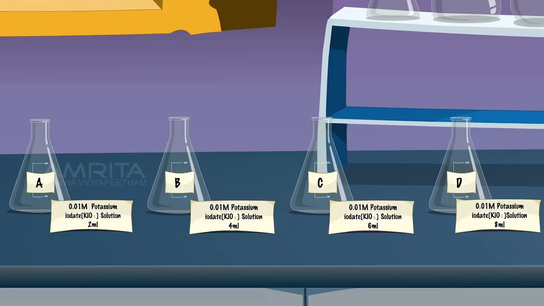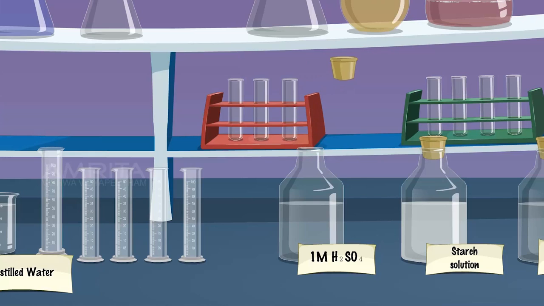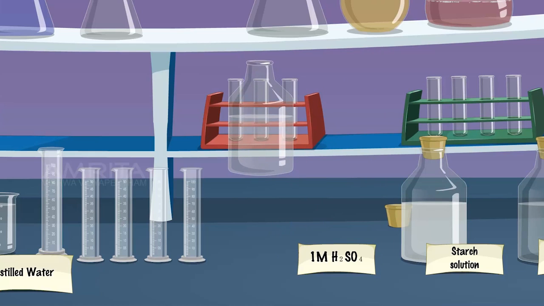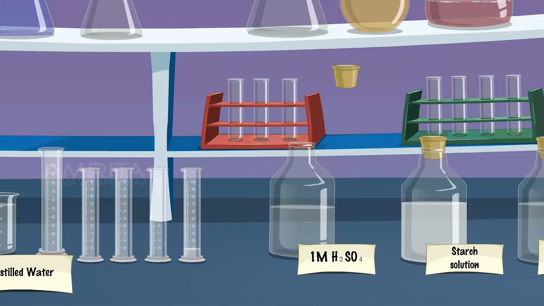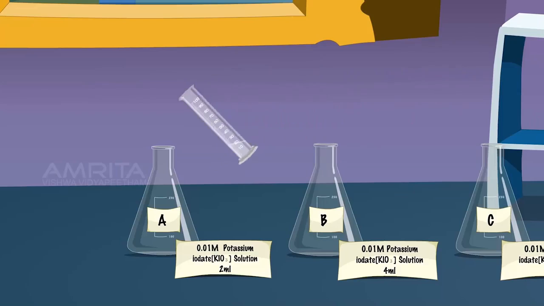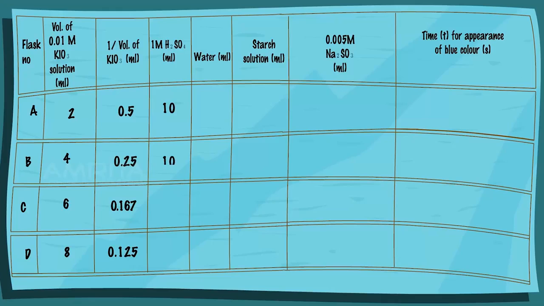Take 2, 4, 6 and 8 milliliters of 0.01 molar potassium iodate solution in 4 different conical flasks A, B, C and D respectively. Measure 10 milliliters of 1 molar sulfuric acid in a measuring jar. Pour it into the flask A. Repeat the same procedure for the remaining 3 flasks.